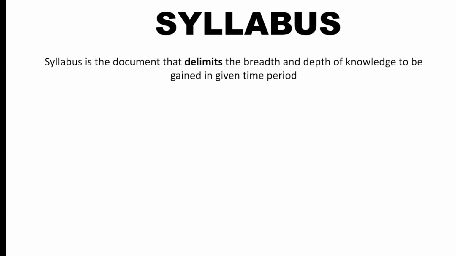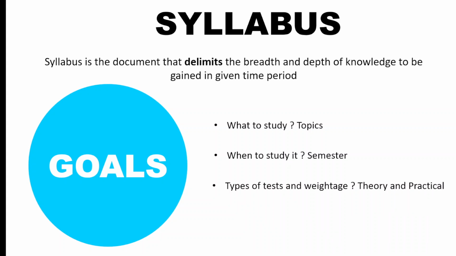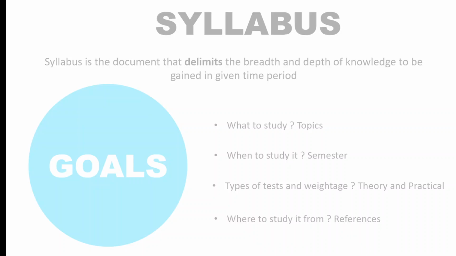So, let's start. Your syllabus. Your syllabus is a document that delimits how much knowledge you are going to cover in a given time period. So it basically provides you with goals. It gives you what topics you should study, when you are going to study them, in which semester. What are the types of tests you are going to be tested on for the knowledge that you have gained across the semester? Like what are the theory or practicals? What are their marks? Stuff like that. And where do you study it from? What are the references or the books you have to refer?